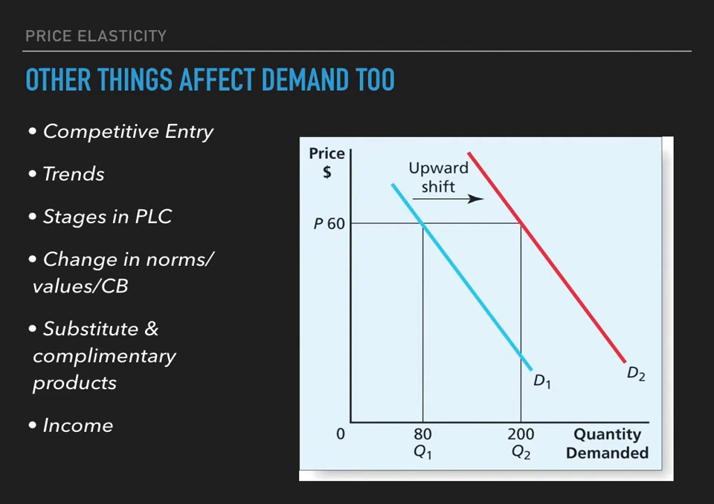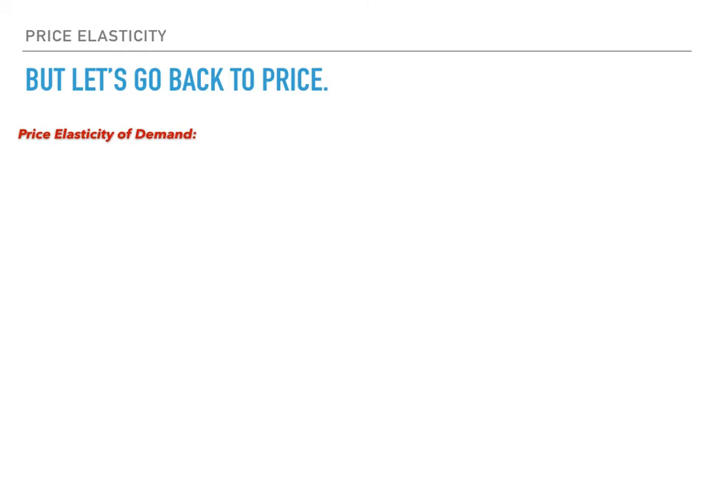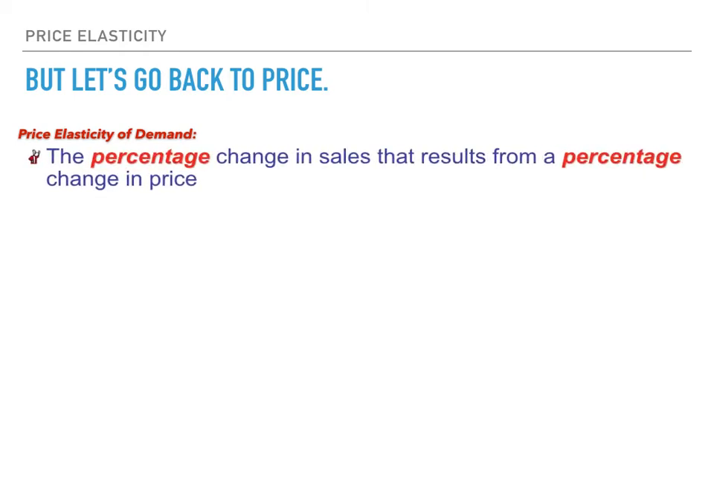So in that case, we would just see a shift outward in the demand curve, but it would have the same basic shape. So at $60, right, we can see demand goes up, but the shape of it doesn't change, or the rate of change between the price and the quantity demand is the same. So let's go back to price and price elasticity.